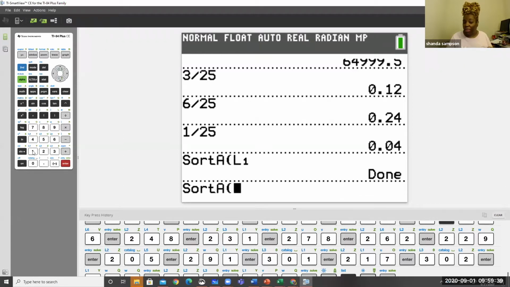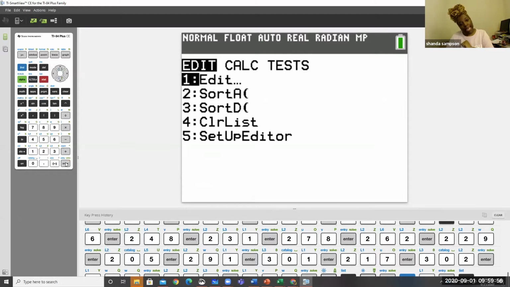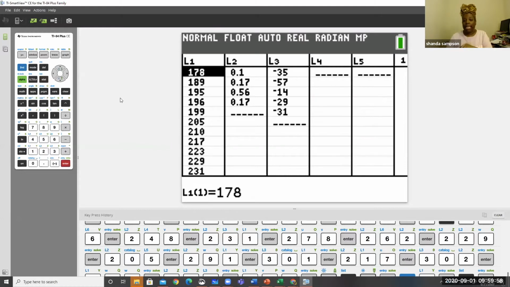L1 is on top of the number 1 button, but it's blue, so you got to hit blue. So we hit second and L1, so we're going to sort, boom, there you go. And it says done. But these students are like, well, what's done? Well, it's done, it's sorted. So you go back to stats, go down to edit, and there it is. See, now they're in order. Remember, before they weren't in order. Try it yourself if you don't believe.